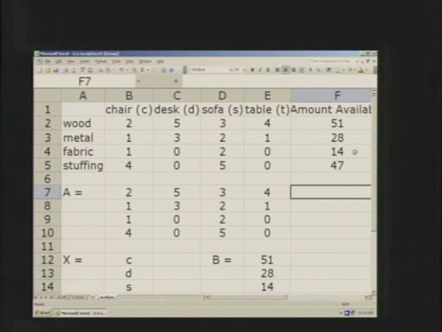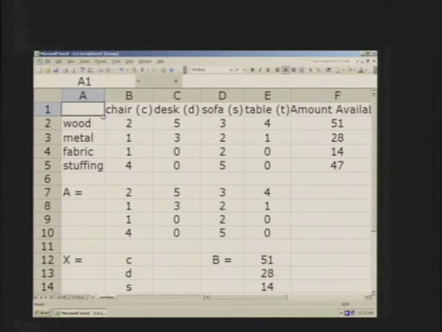Your other factory produces 4 different items: chairs, desks, sofas, and tables. In producing these items, you use 4 different raw materials: wood, metal, fabric, and stuffing. The number of units of each resource needed for a single item, along with the totals available, are summarized in the table on screen in the spreadsheet. Use the method of inverses to determine how many of each item you can produce.